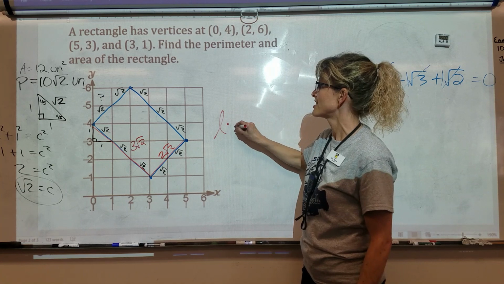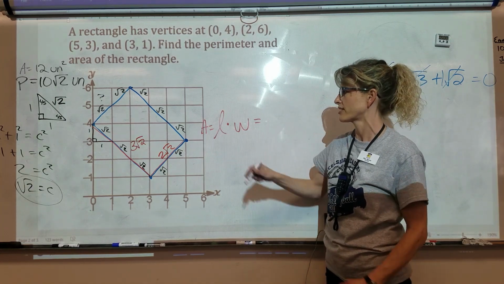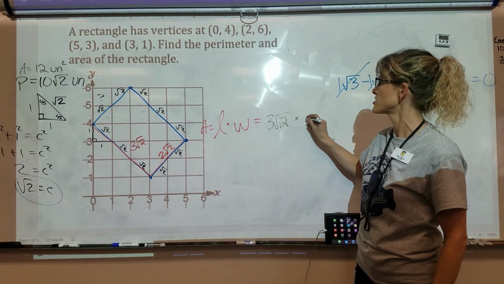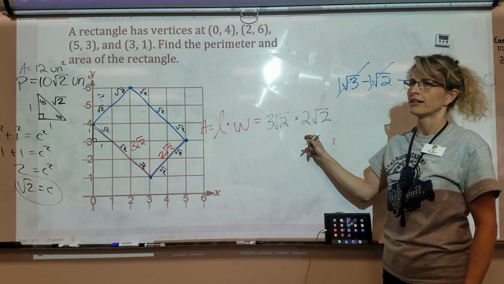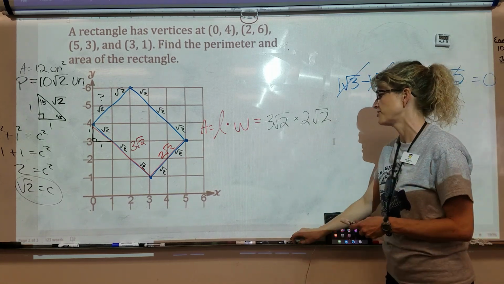So length times width is my area. So area equals length times width is going to be 3 root 2 times 2 root 2. Solve this on your papers. Put your pencil up when you've got it. You have 15 seconds.